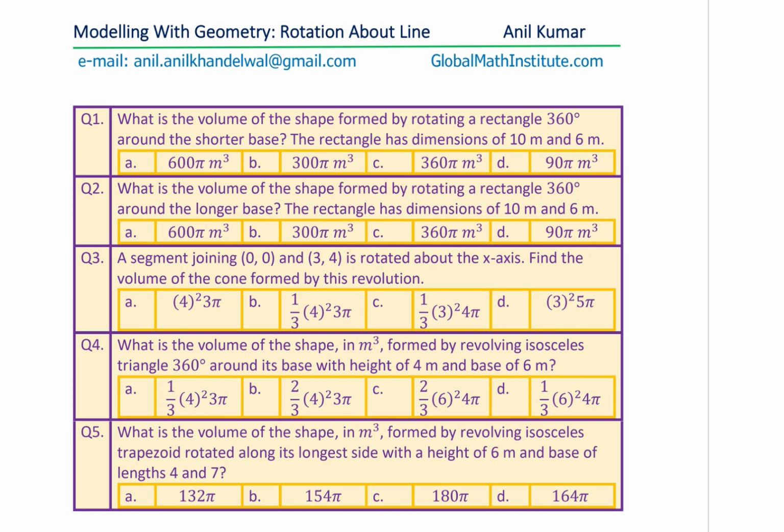Question number 4: What is the volume of the shape in meter cube formed by revolving an isosceles triangle 360 degrees around its base with height of 4 meters and base of 6 meters? Question number 5: What is the volume of the shape in meter cube formed by revolving an isosceles trapezoid rotated along its longest side with a height of 6 meters and bases of lengths 4 and 7 meters?